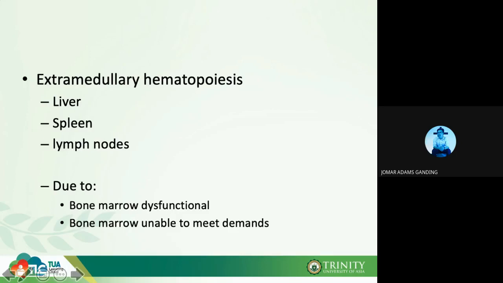Okay? So, moving forward now, let me first differentiate medullary and extramedullary hematopoiesis. When we say medullary hematopoiesis, the blood production happens within the bone marrow. It usually begins in the 5th month of gestation and continues throughout your life. Extramedullary hematopoiesis only happens if your bone marrow can no longer meet the body's requirement.